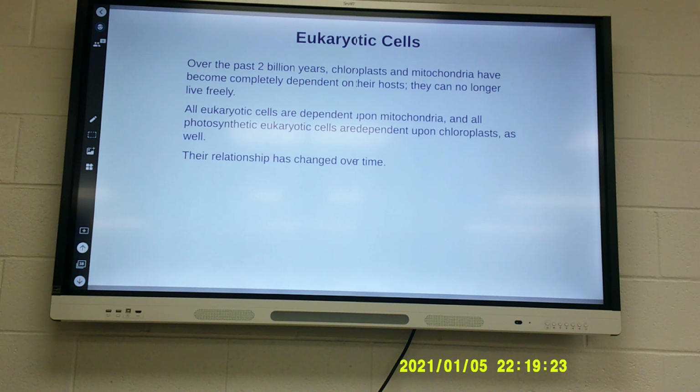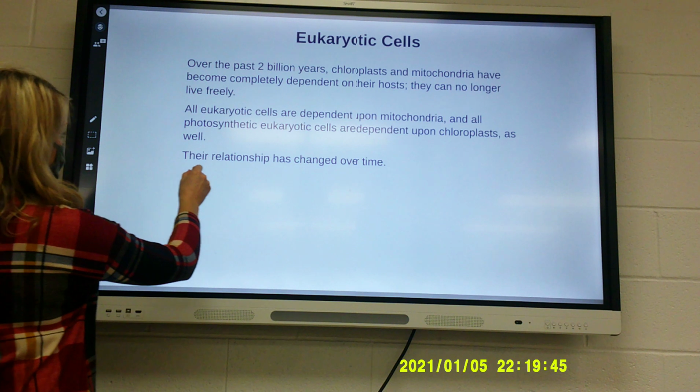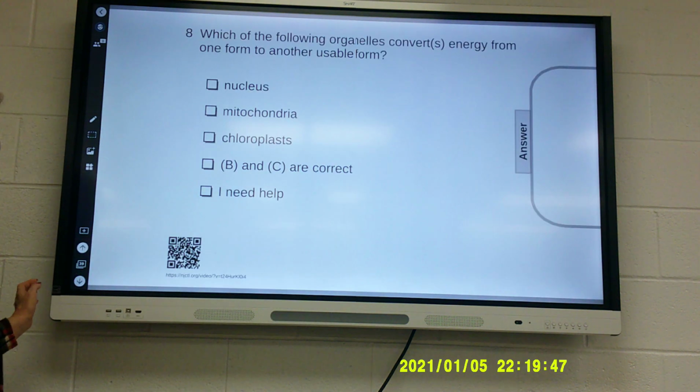Over the past 2 billion years, chloroplasts and mitochondria have become completely dependent on their host. They can no longer live freely. All eukaryotic cells are dependent upon mitochondria, and all photosynthetic eukaryotic cells are dependent upon chloroplasts as well. Their relationship has changed over time.